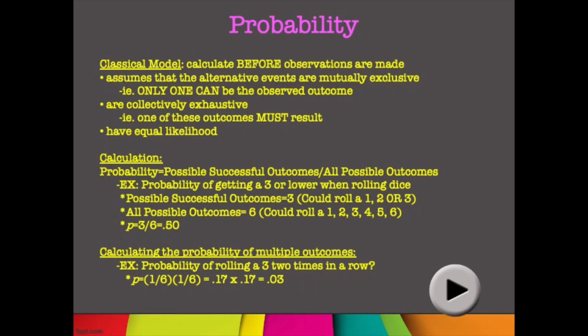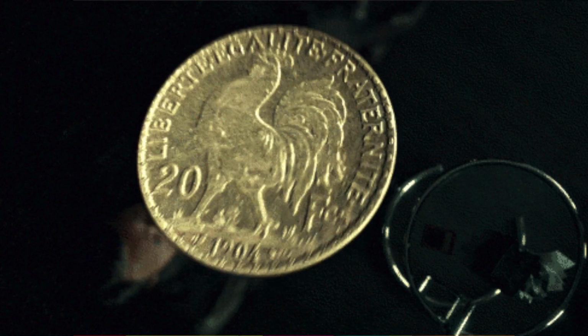So there's two different models for calculating probability. The first one we're going to talk about here is called the classical model. The classical model calculates probability before any observations are made. To use the classical model, you have to assume that the alternative events are mutually exclusive, so only one can be the observed outcome. You can't flip a coin and get both heads and tails. And then they are collectively exhaustive, so that means that one of these outcomes must result. When you flip a coin, it is collectively exhaustive because it's either going to land on heads or tails.